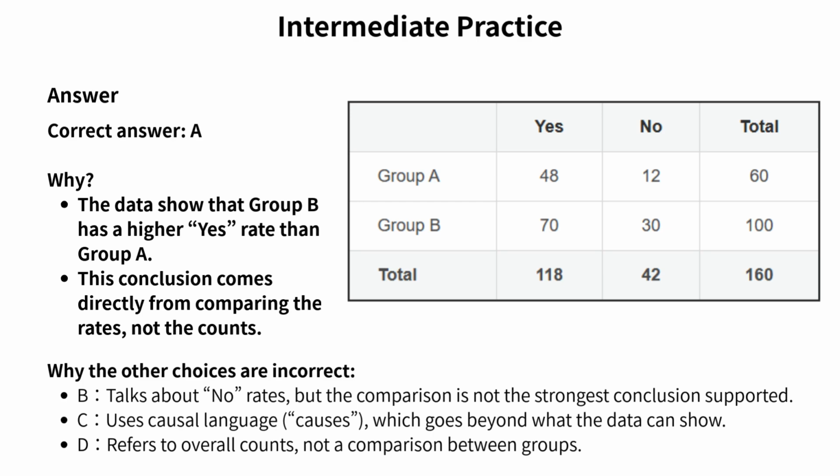Final SAT takeaway. Here is the key lesson. When you see most strongly supported by the data, stay inside the table. Use the correct denominators. Avoid causal language. Choose the conclusion that requires the fewest extra assumptions. That discipline, not calculation speed, is what the SAT is testing. And that is why the correct answer is A.